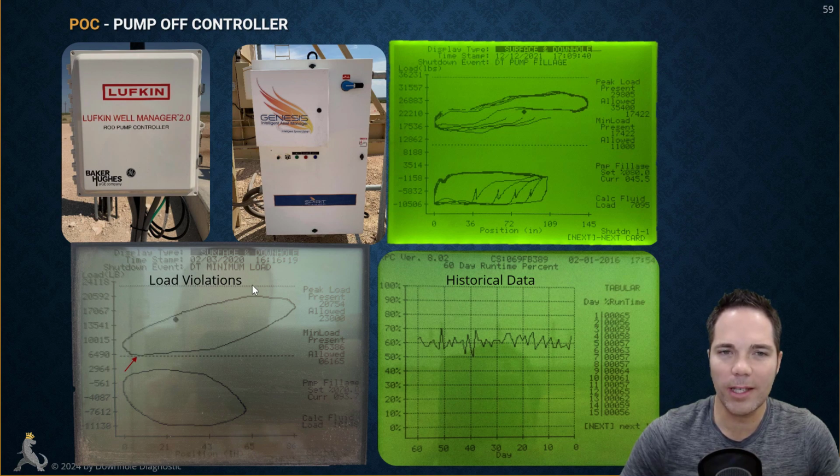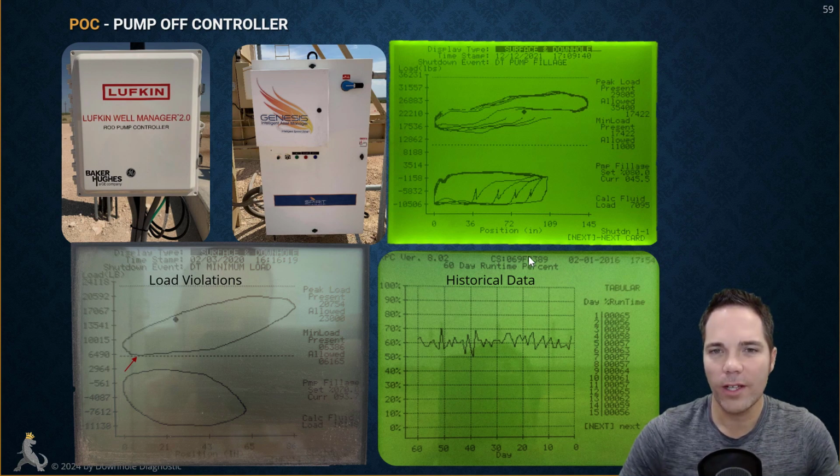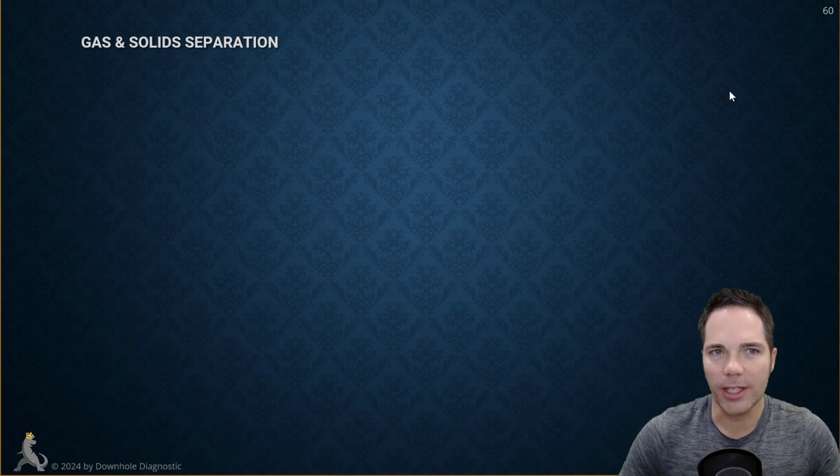We could also do that with the peak load. We've got the malfunction set point. There's various different load violations. So if you have a failure, you can turn the well off. Also, there's historical data that we can use to look at when it comes to runtime or run cycles, which is helpful in getting feedback from the well and properly programming our particular controller.